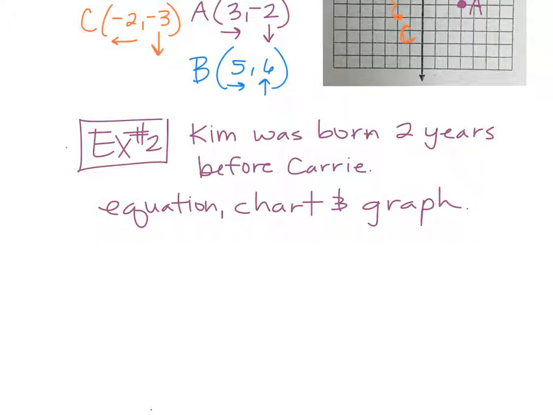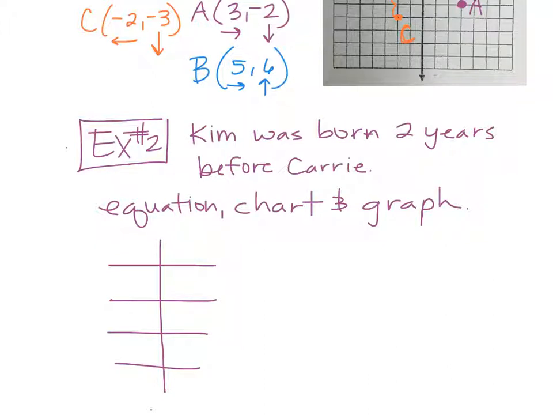So Kim was born 2 years before Carrie. Come up with an equation, a chart, and a graph to represent that, okay? So let's just start with a chart. Do you guys know the T-chart? Yeah? Looks like this.